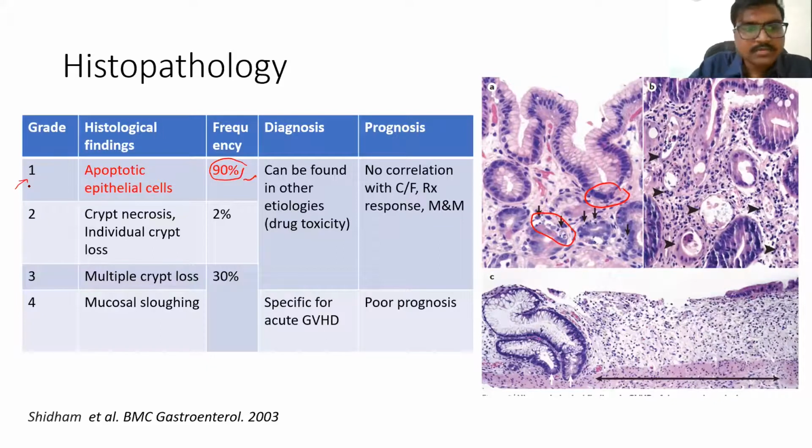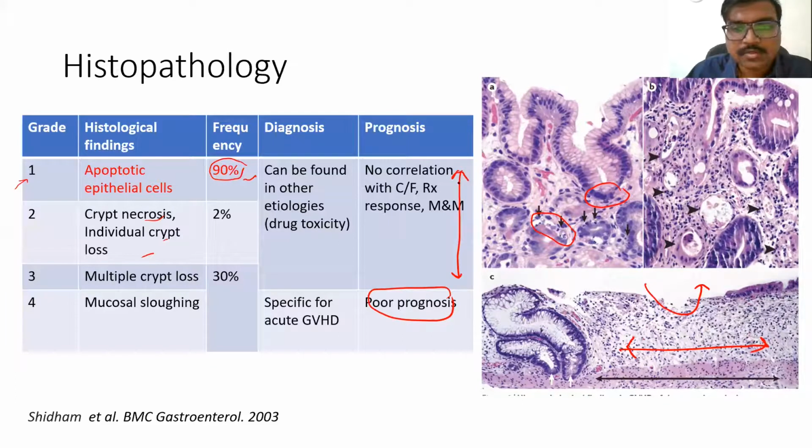In addition, if there is individual crypt necrosis or crypt loss, then that is stage 2. If the crypt loss is more than 50%, then it is stage 3. And when there is mucosal sloughing, then that is stage 4. Except for stage 4, stages 1 to 3 do not predict the response to treatment or mortality or morbidity. It doesn't correlate with that.